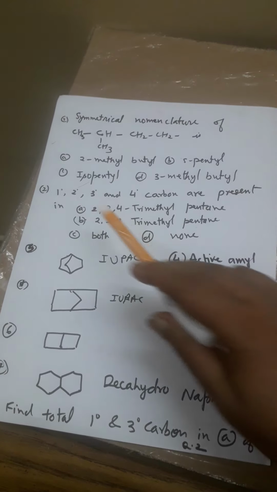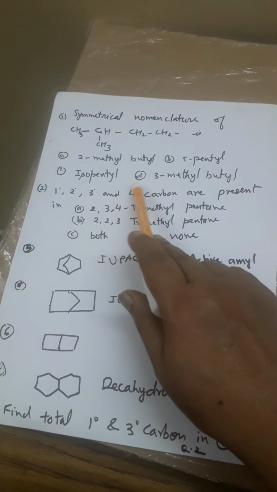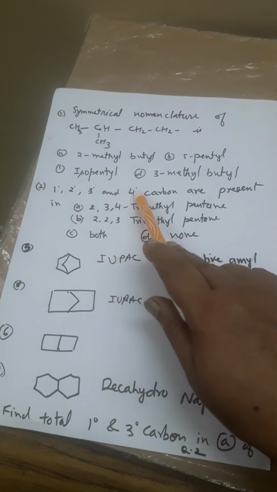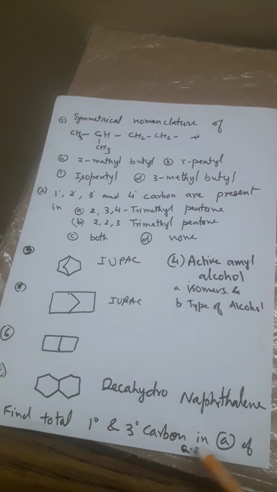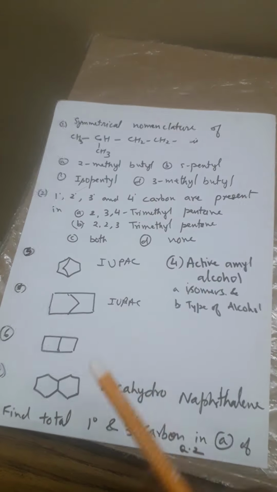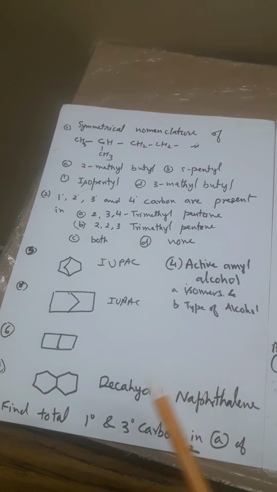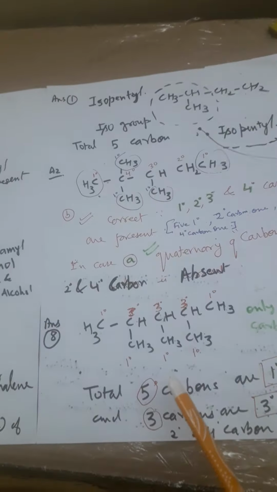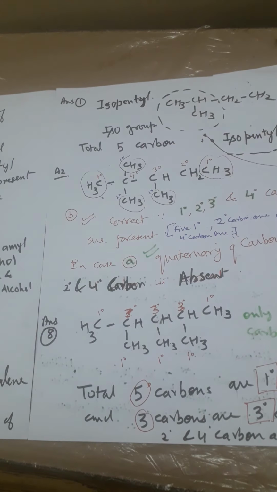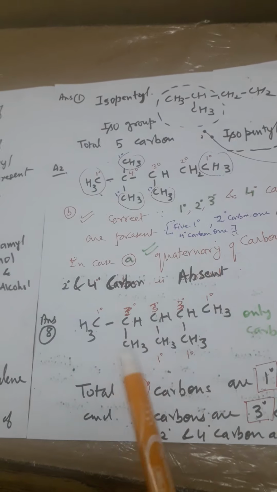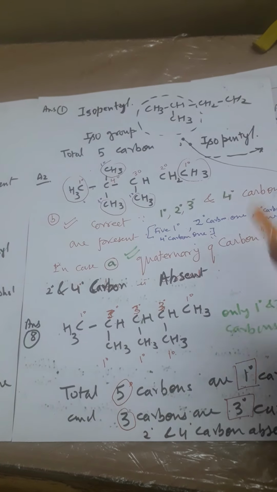And then in the case of A and B, how many 1 degree, 2 degree, 3 degree and quaternary carbons are present, and in case B also, how many 1 degree and 3 degree carbons are present. Okay, now we will go for first of all the isopentyl grouping. As this CH3 grouping is an iso grouping, it is the isopentyl grouping. Total 5 carbons, so pentyl.